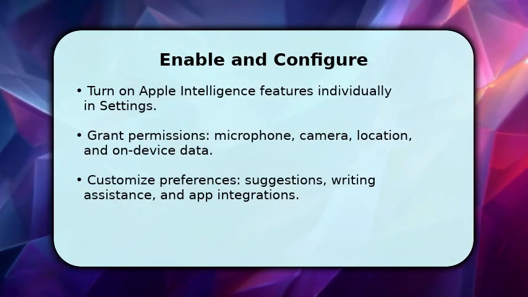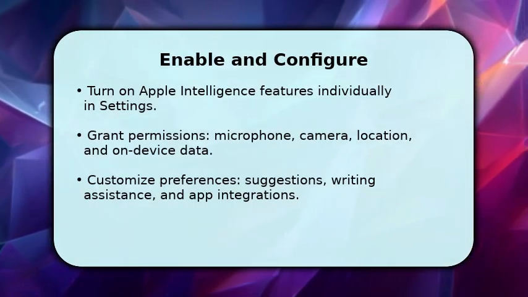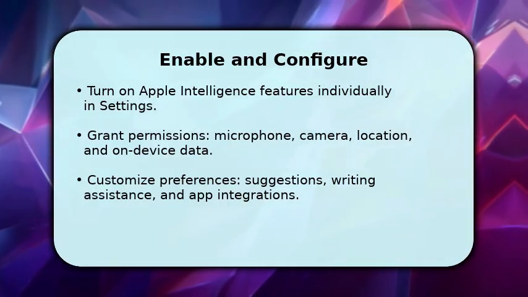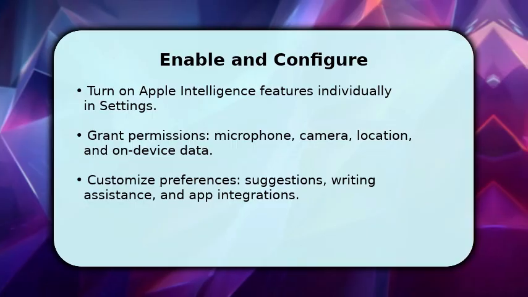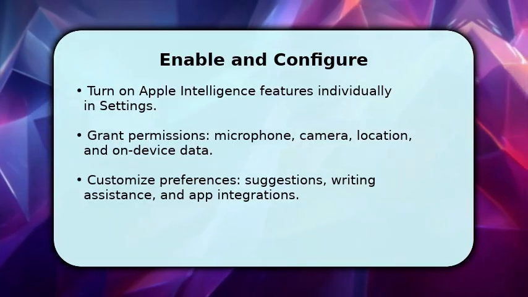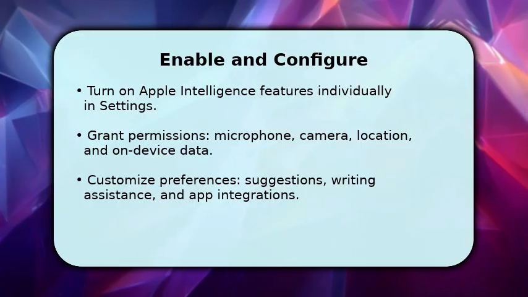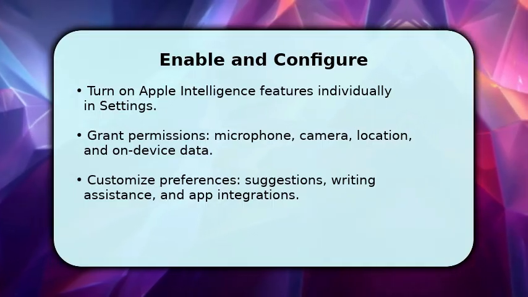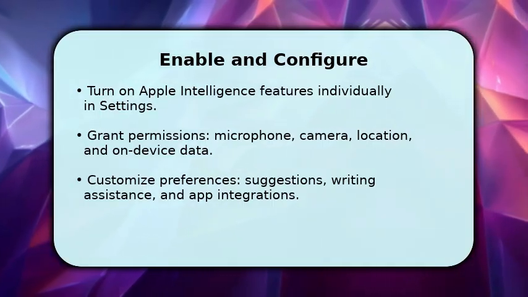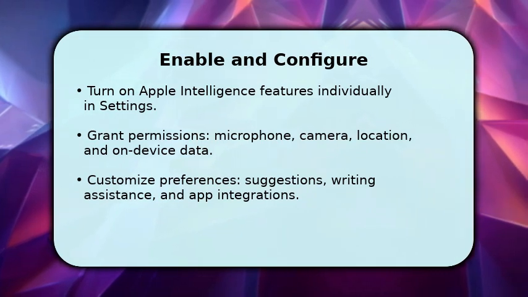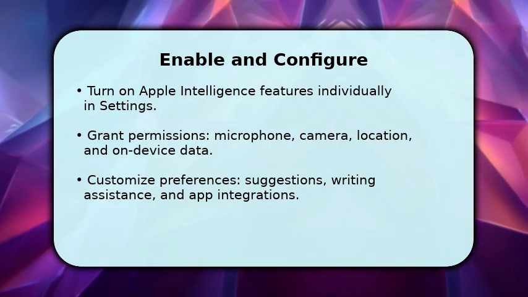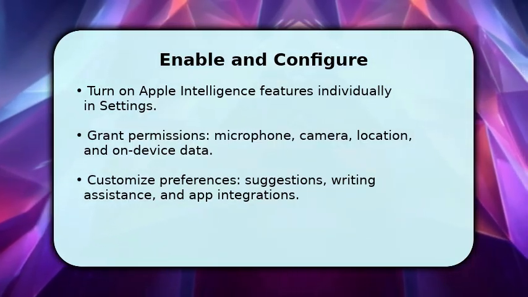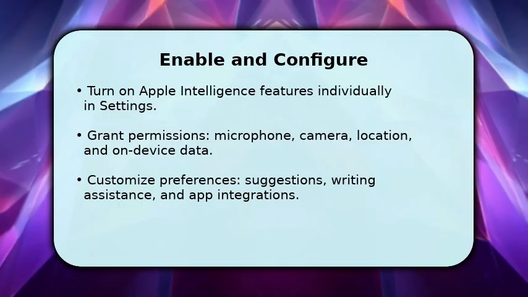Next, you enable Apple Intelligence features and tailor them to your needs. Go through each toggle, suggestions, writing assistance, and integrations so the system only activates what you want. Make sure to grant permissions for microphone, camera, location, and on-device data access when prompted. These are necessary for contextual suggestions and live interactions. Once permissions are accepted, customize frequency and app access so processing stays efficient and private. Finally, review predictive text and privacy summaries to understand how on-device models use your data.